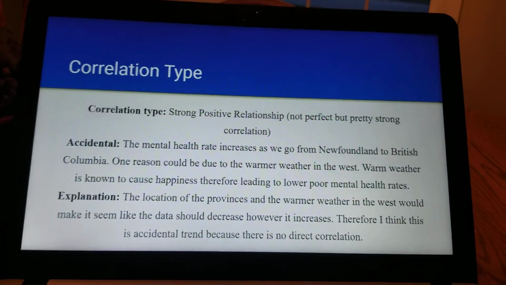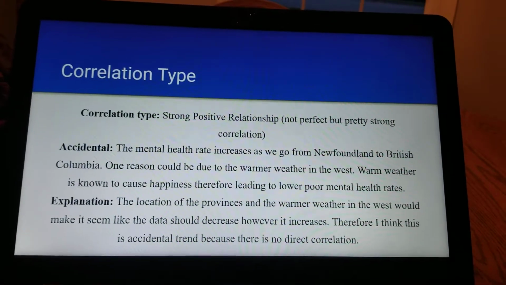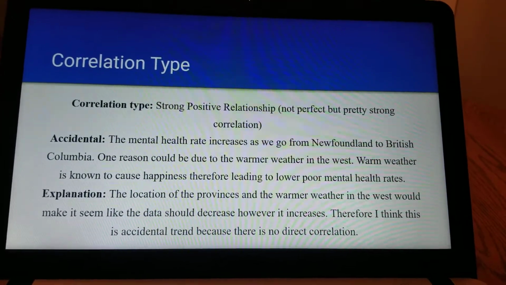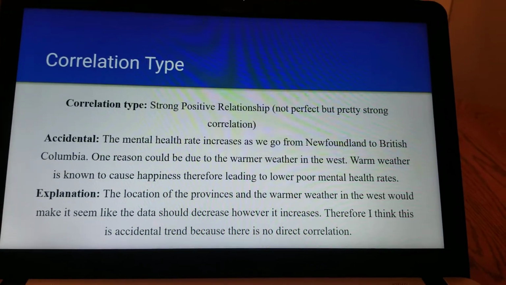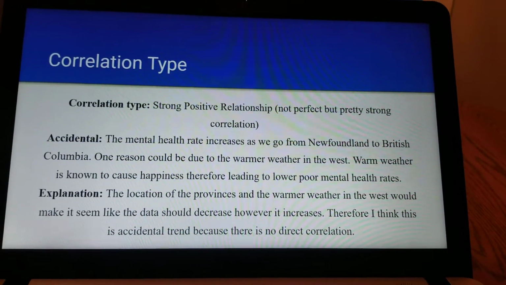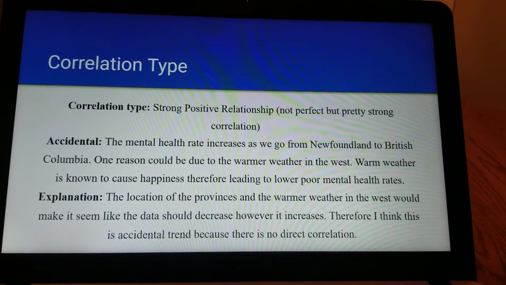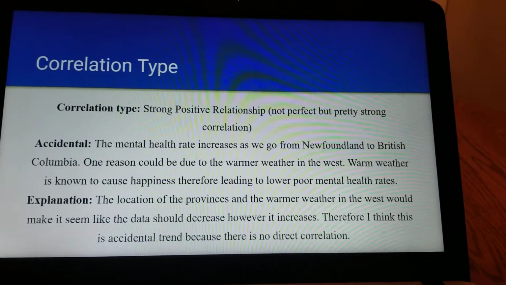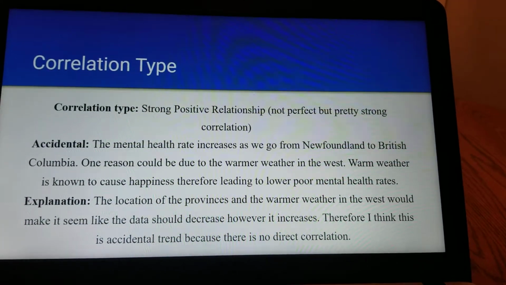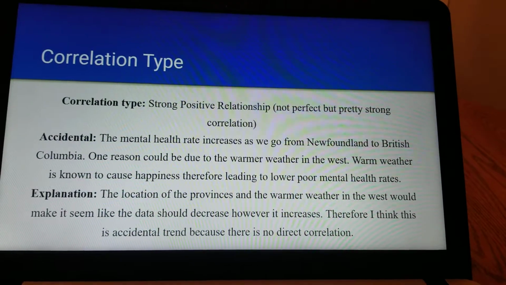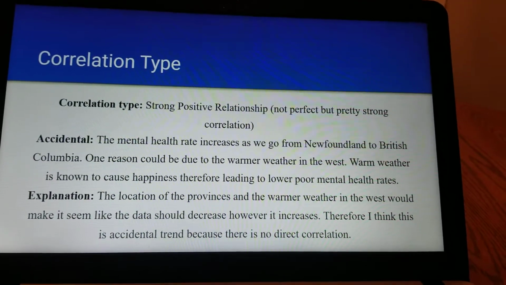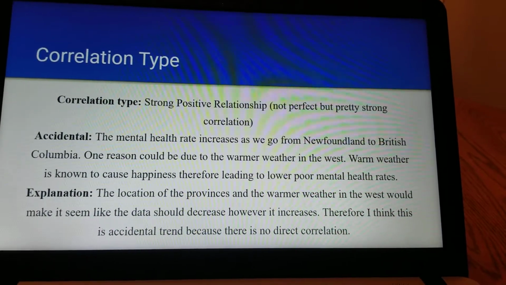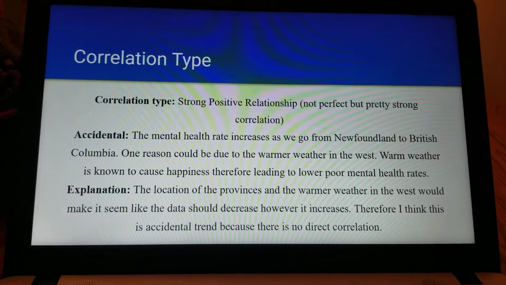So for the correlation type for mental health, I thought it was a strong positive relationship. It's not exactly perfect, but it is a very strong correlation. So the mental health rate increases as we go from Newfoundland to British Columbia. Therefore I thought it was accidental because it could be due to the warmer weather in the west, because warmer weather is known to cause happiness, which therefore leads to lower poor mental health rates. And also my explanation for this is that the location of the provinces and the warmer weather in the west would make it seem like the data should decrease. However, it does increase. Therefore, it is an accidental trend because there's no direct correlation.